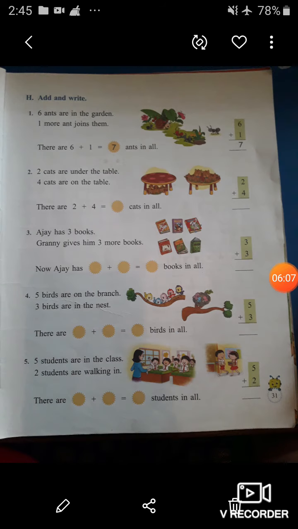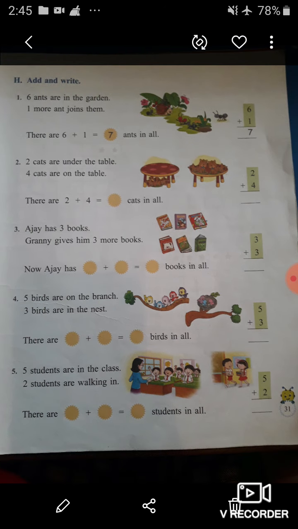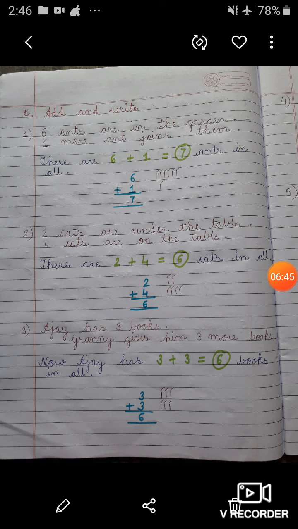So students, question number H from page number 31, add and write. Here also you have to add and write. The first question is: 6 ants are in the garden and one more ant joins them. So there are 6 plus 1 equals 7 ants in all. Now I am going to explain these exercises with the help of notes that you have to complete in your notebook. Okay. So students, look here, question number H, add and write.